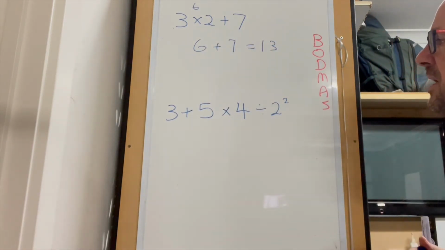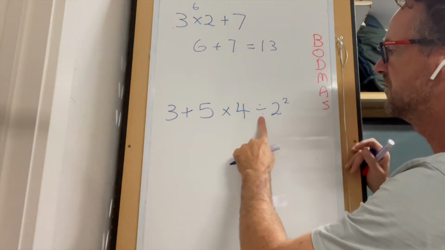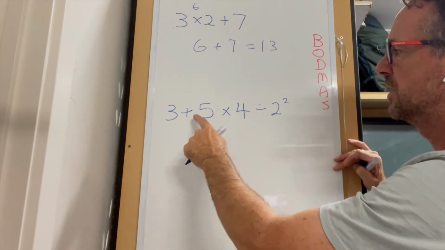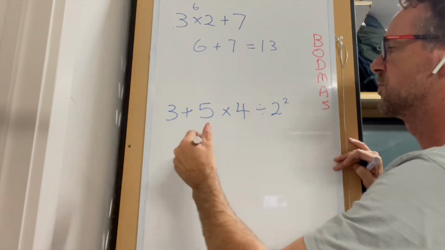The second one is a bit more complex because you've got to really consider BODMAS here. You've got addition, multiplication, division, and you've got index form here. So we want to make sure that we do the multiplication and division first, okay? So we want to rewrite this question.